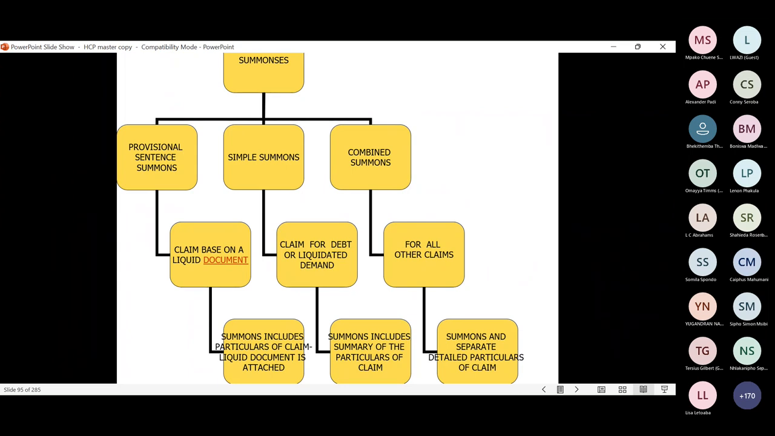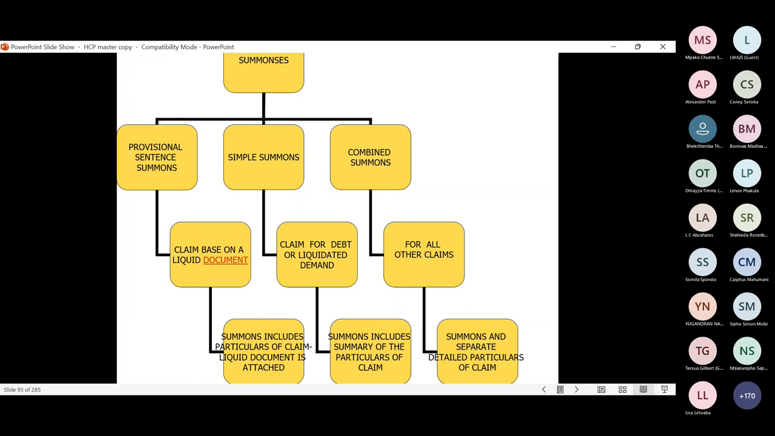You will find on page 231, the simple summons, 231 of your manual. And you will find the combined summons on the next page, 232. Right? And then there's examples of particulars of claims. Like I told you, just know where these things are if you're going to do your BBSD exam so that you know where to look. And then you will see on page 236, there's an example of a provisional sentence summons. Okay. They are forms part of the uniform rules, right?